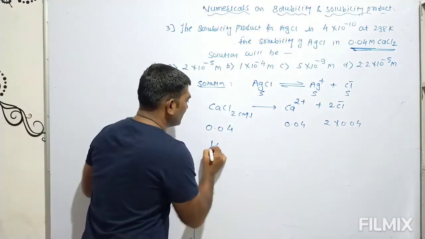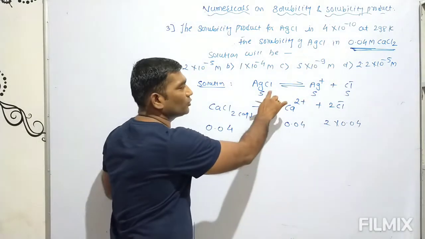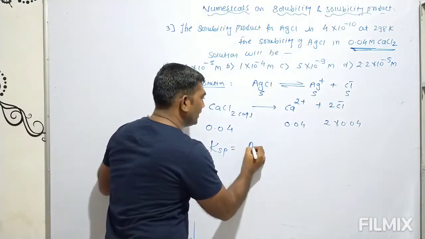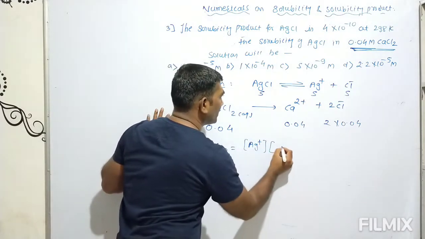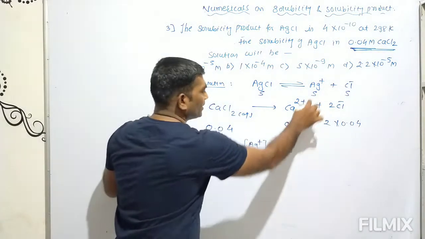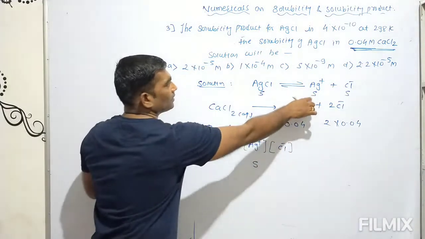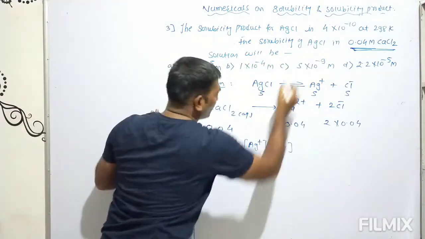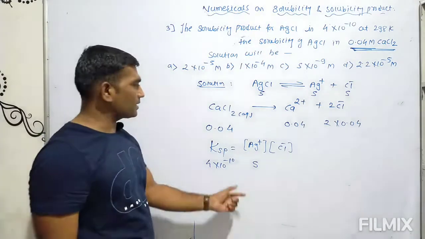So what is Ksp? Ksp for this sparingly soluble salt is the Ag positive concentration into the Cl negative concentration. So the Ag positive concentration is S. Here the solubility S, it is given as 4 into 10 to the power minus 10.